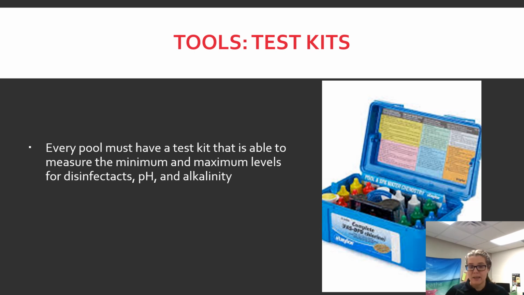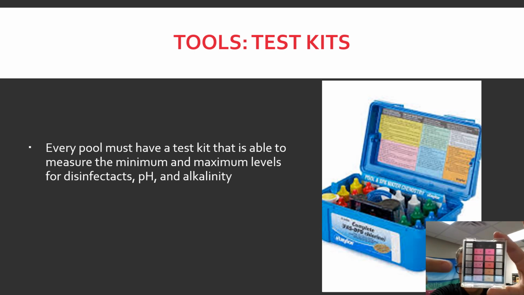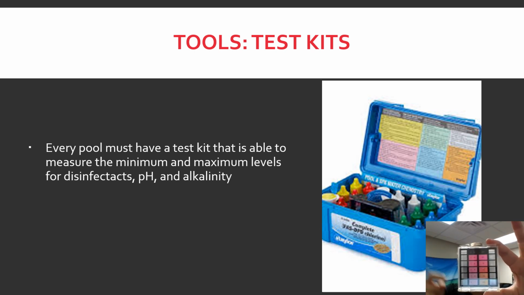So when I say minimum and maximum, I'm hoping you can see this, but this one, you'll look on this column right here, the chlorine only goes up to 5. Remember, we go all the way up to 10. So you're wanting to make sure you get a larger kit. The small one is for home use. This one's for public use. Okay, make sure you get the big one.